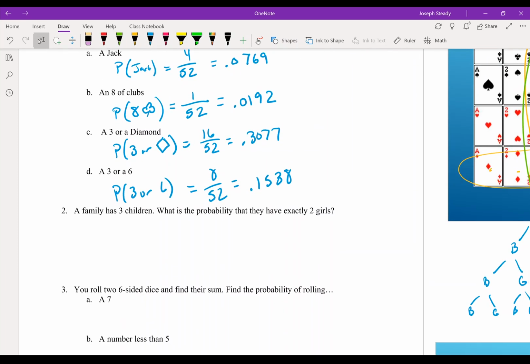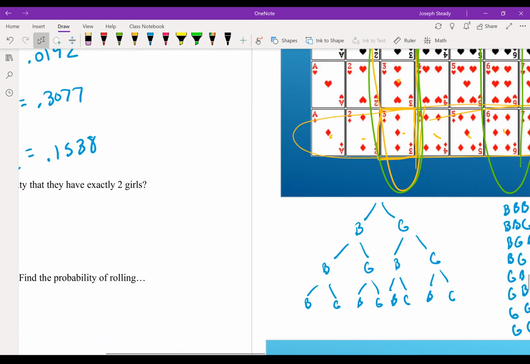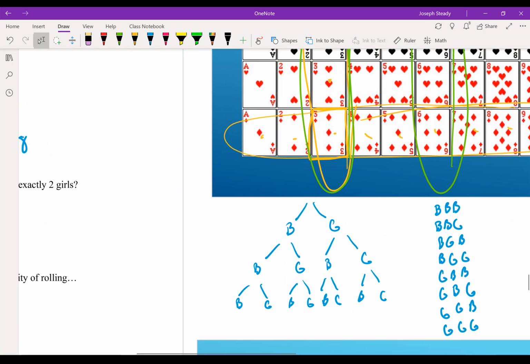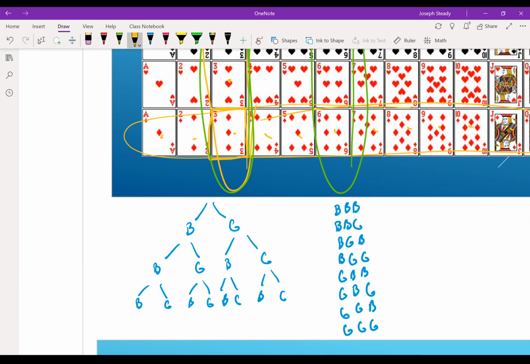Number 2, moving away from cards. A family has 3 children. What is the probability that they have exactly 2 girls? Well, we did this sample space in the last video, and I moved it over here. We made our tree diagram, and we listed out all the possibilities. We now want to know the probability that they have exactly 2 girls. So we have our sample space, with 8 possible outcomes.